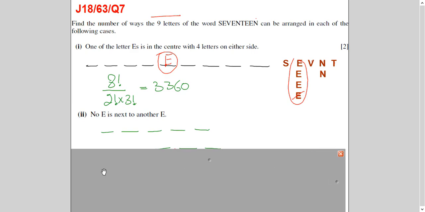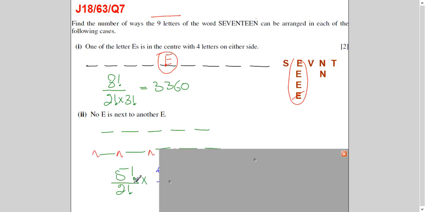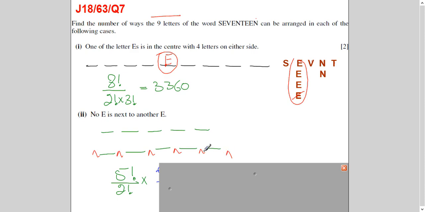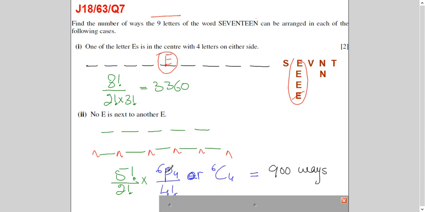Let me open it from here. So 5 factorial divided by 2 factorial, right? But these spaces will be taken by E to be separated from each other. And they are identical. So 1, 2, 3, 4, 5, 6. So it will be 6P4 divided by 4 factorial.